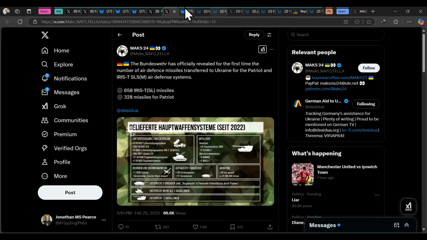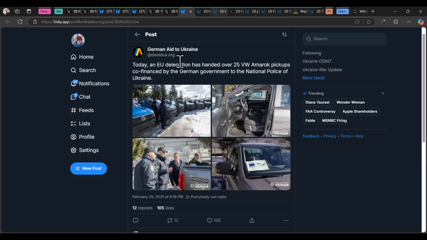Patriots Pack 3 can shoot down ballistic missiles. Pack 2 less so, and that would probably be a mixture of Pack 2 and Pack 3 missiles, I speculate. Right, German aid to Ukraine then states today an EU delegation has handed over 25 Volkswagen Amarok.